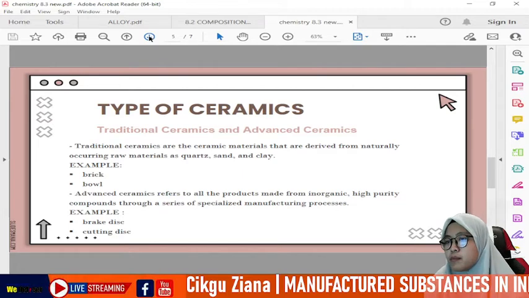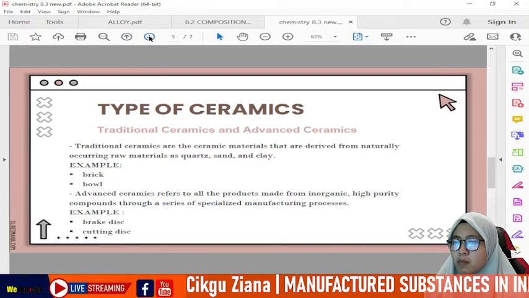Types of ceramics can be classified into two groups, that is traditional ceramics and advanced ceramics. Traditional ceramics are made from clay, such as kaolin. Clay is mixed with water to produce a soft moldable mixture. The mixture is then heated at very high temperature. Generally, traditional ceramics are used to make bricks, pottery, and crockery.